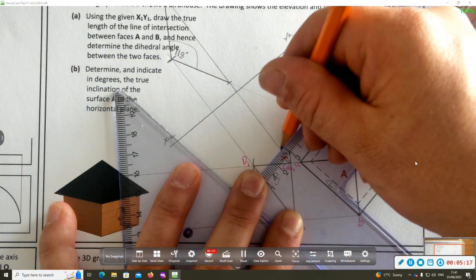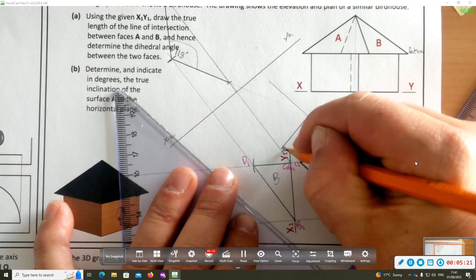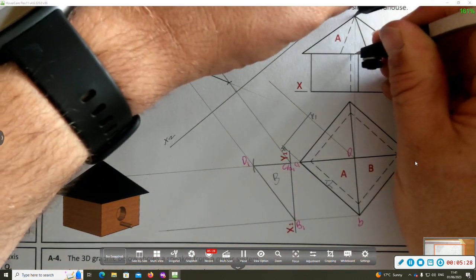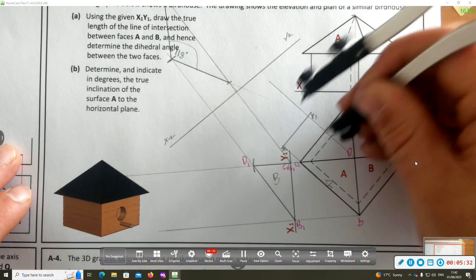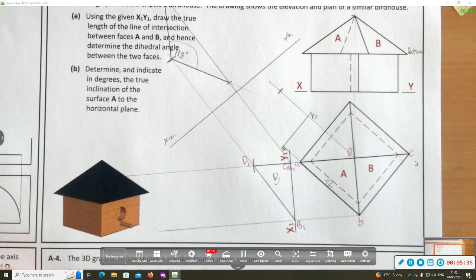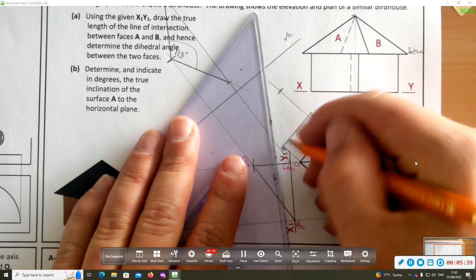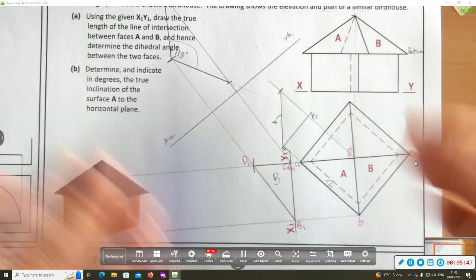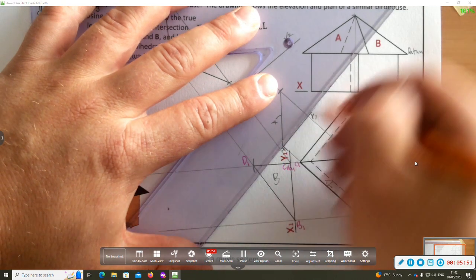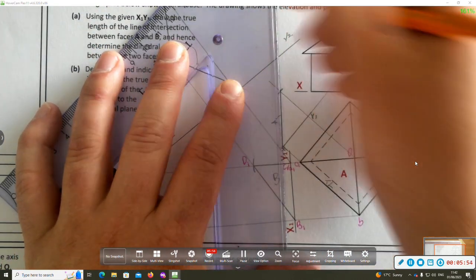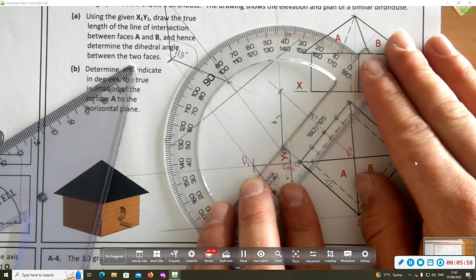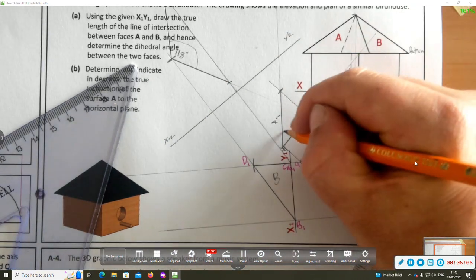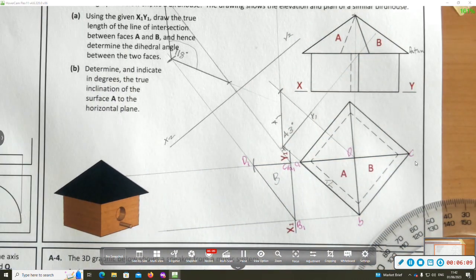and I'm going to draw in my x1, y1 line, and I'm going to take the height from elevation of point D. So that's the apex of surface A, and I'm going to put it onto this line here. Now, this gets you surface A as an edge view, and then the true inclination of surface A to the horizontal plane, okay, is here, is 43 degrees. Okay, and there we have the question done.